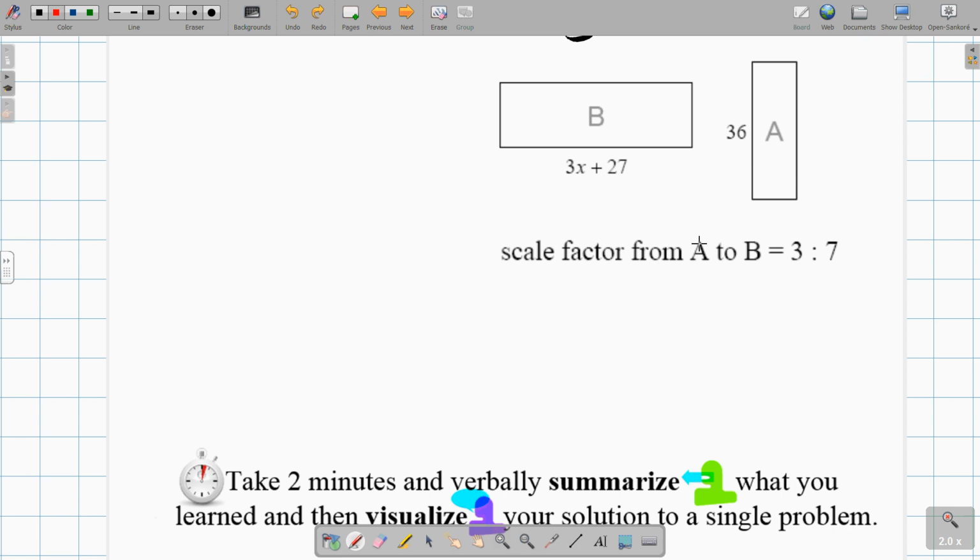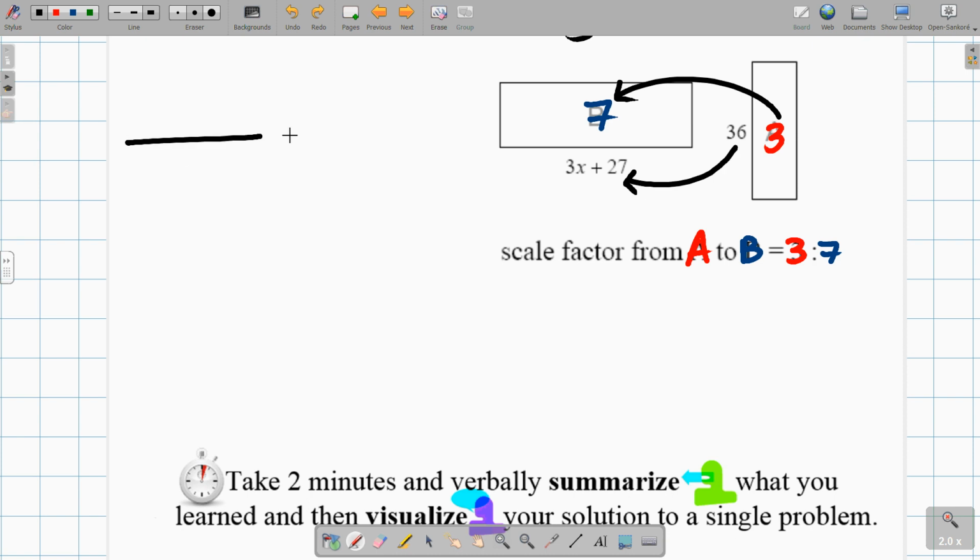Watch my ratios. I'm going to go from A, which is 3, to B, 7. Careful, your A is on the right this time, so my 3 goes there. My B is 7. So if I want to start 3 to 7, this direction, I have to finish this direction.